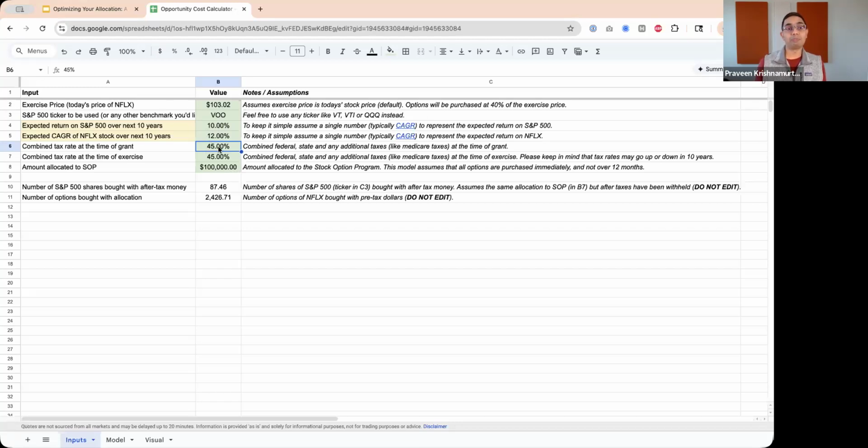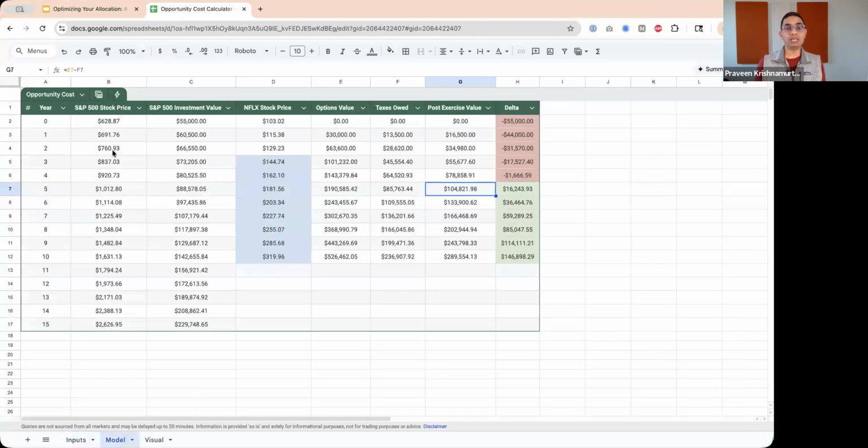You can also input your combined tax rate at the time of exercise as well as at the grant time. And finally, you can put the amount that you choose to allocate. On the model side, you can see here's the comparison of how the S&P investment behaves versus how the options behave. On the left, you have the S&P, and on the right, columns D, E, F are around the Netflix options.